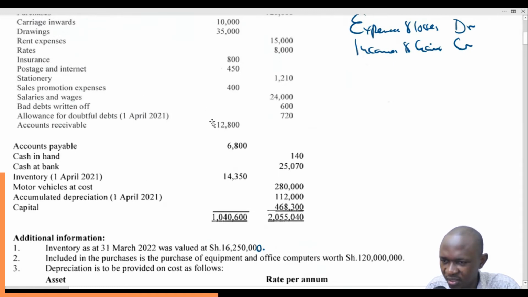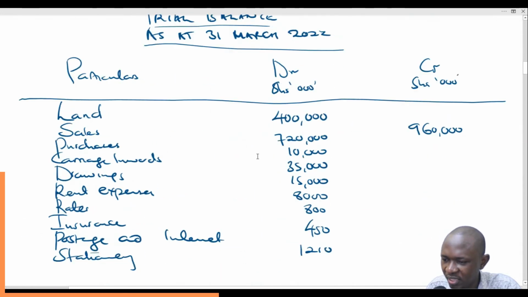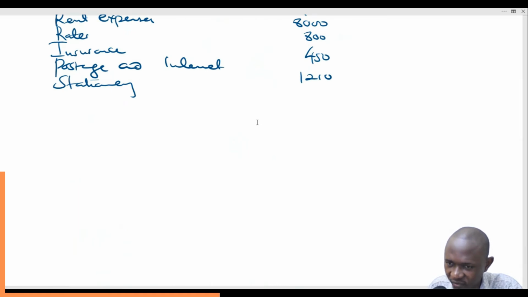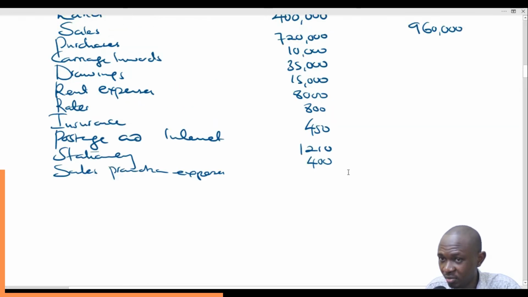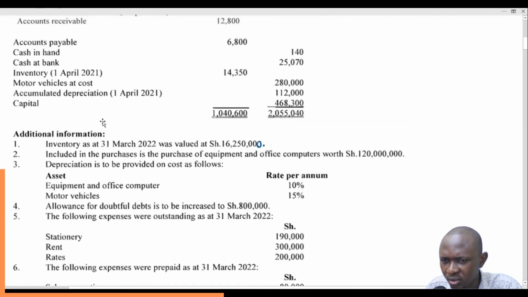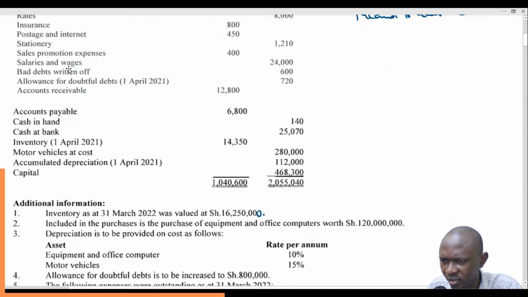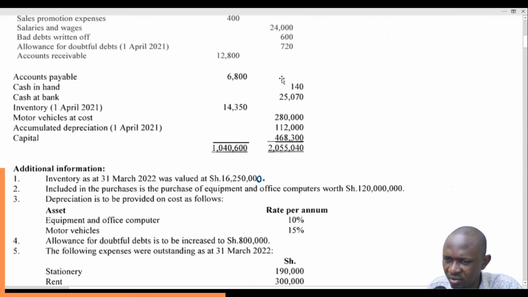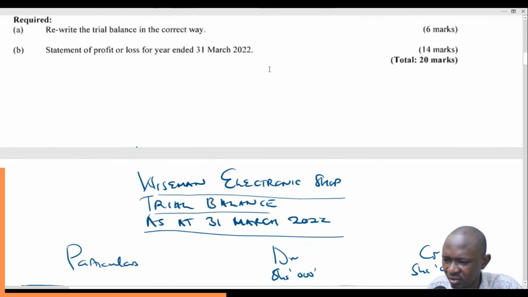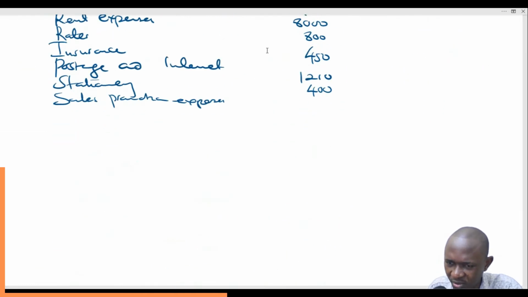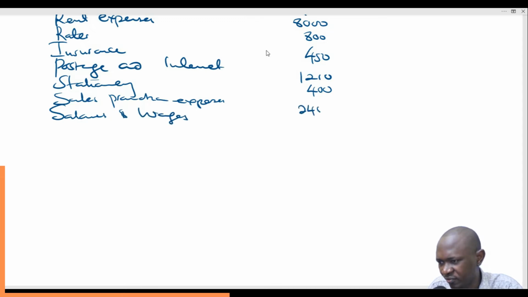Sales promotion expenses, just from the name, 400 on the debit side. I think I got the figure right. Sales promotion expenses, 400. Yeah. Salaries and wages, 24,000. It's an expense. It will appear on the debit side because it's an expense. So 24,000.